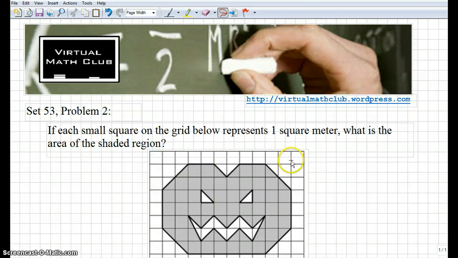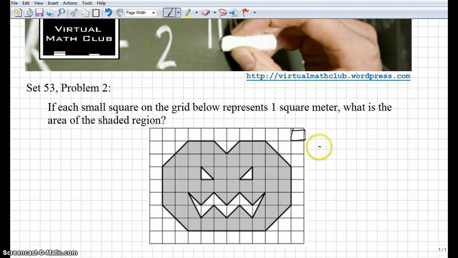In this problem, we're told that each one of these squares here is 1 square meter. Okay, so one of these squares here is 1 square meter. And we're asked to find the shaded area of this shape, this jack-o'-lantern shape. So let me scroll down a little bit here so we can see it a little better.